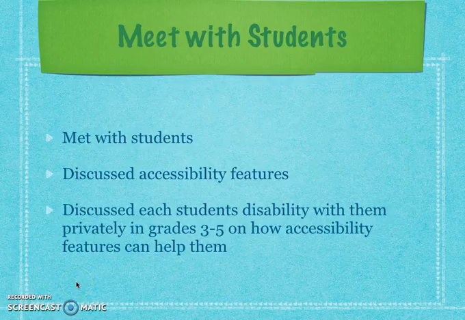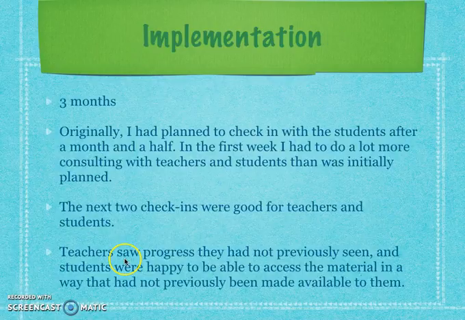For students in grades 3 through 5, I really discussed their disability. I felt that students that were in grades K through 2 were not quite ready for such a discussion. However, I did explain the accessibility features and how they work to make sure that the students understood.